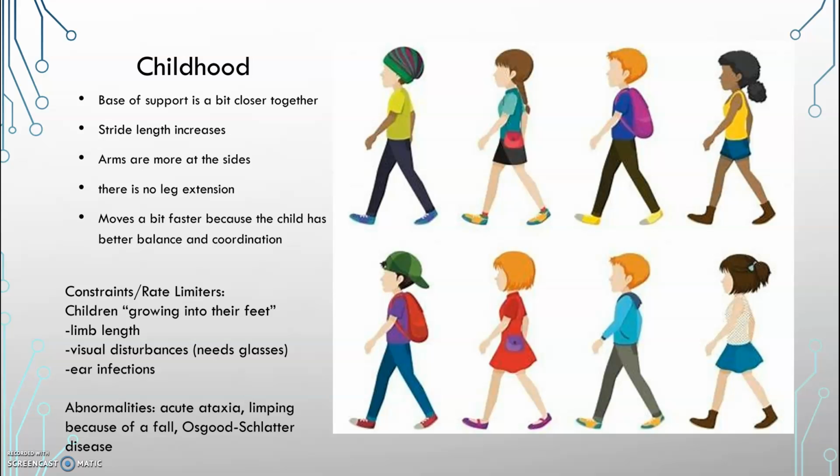A common abnormality in childhood would be acute ataxia. What is ataxia? According to the Journal of Child Neurology, it's referred to as a pathologic abnormality or modulation of movement. This is usually seen with children who don't want to walk and develop a wide-based drunken gait.